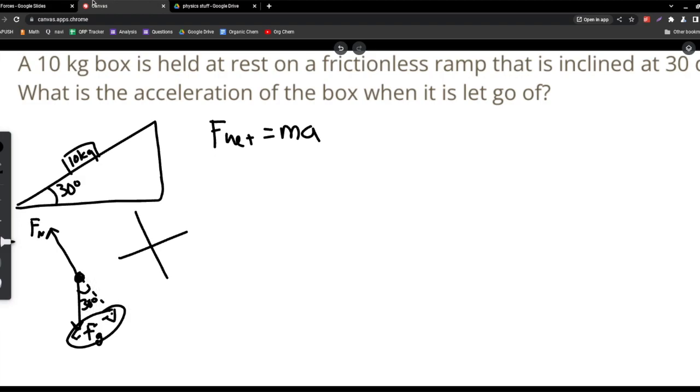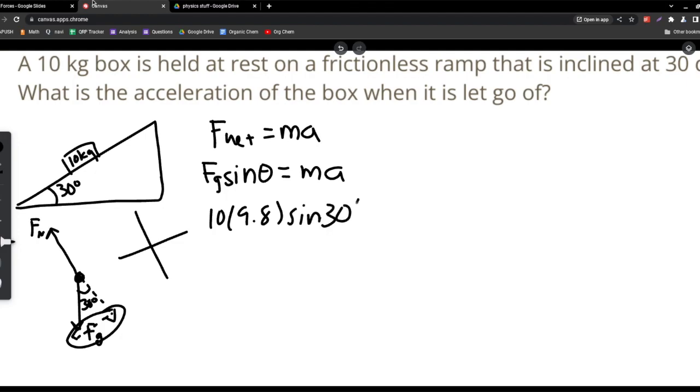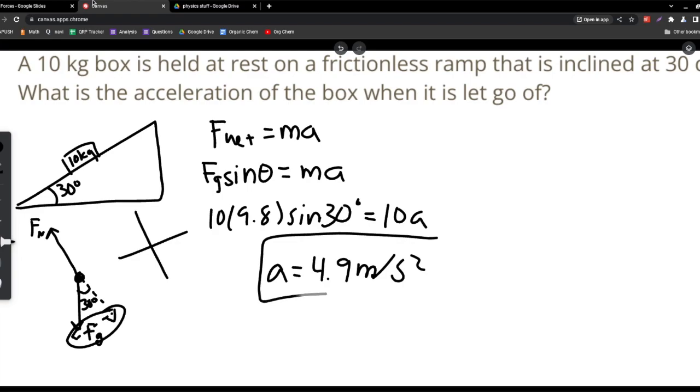So in this case, we get that F net is equal to Fg sine of theta equals ma, and we have all of these except for acceleration, so let's just plug them in. So we get 10 times 9.8 sine of 30 degrees is equal to 10 times a. And if we solve that, we get that a equals 4.9 meters per second squared. And that's how you do inclined plane problems.